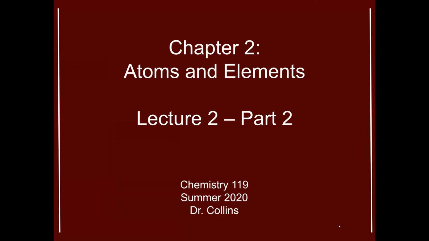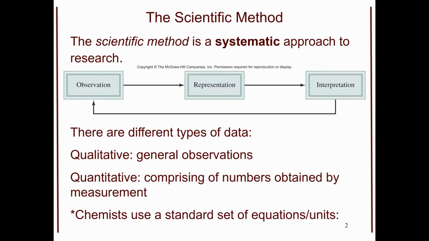Hi students, in the second video for online lecture 2, let's now get into chapter 2 and talk about atoms and elements. But one of the first things that we need to do is talk about the scientific method. This is important because we need a systematic approach to doing all of the research and all of the observations that we are going to talk about.